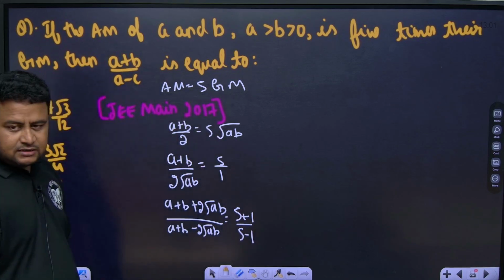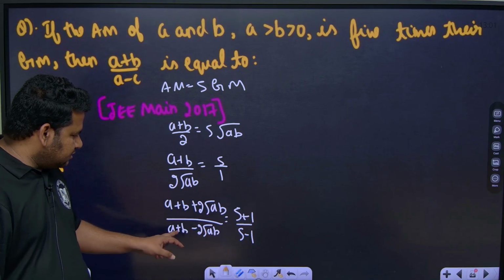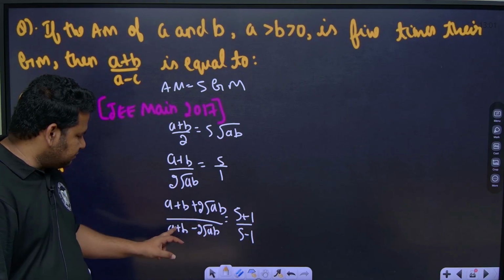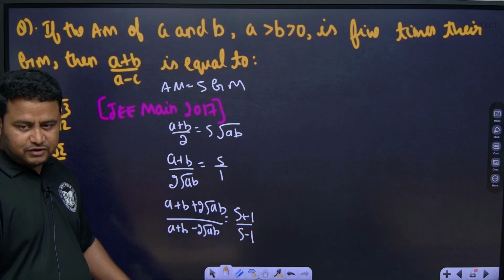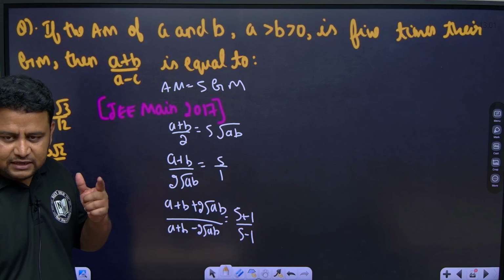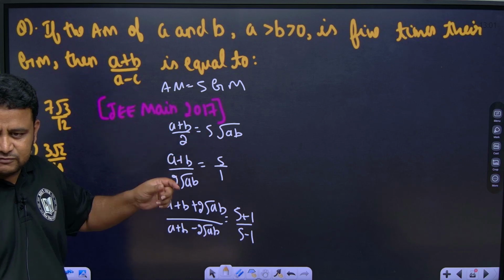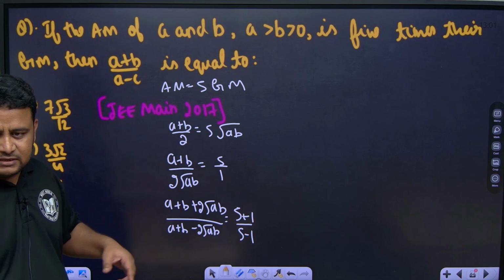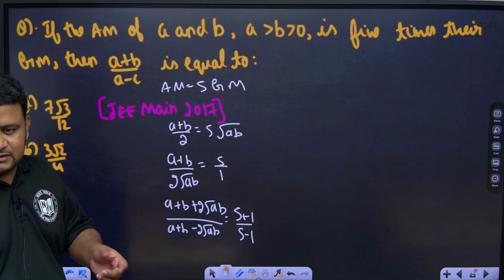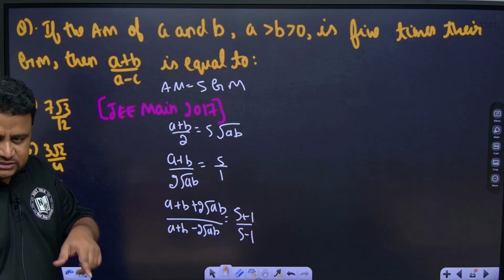Now see here, (a+b)/(a-b) is equal to, not is equal to, (a+b+2√(ab))/(a+b-2√(ab)). This is nothing but equal to (√a+√b) whole square. Correct? No, a² + b² + 2ab, but √a squared is nothing but a, √b squared is nothing but b, and √a into √b is √(ab), so 2 times √(ab). That is something like that.